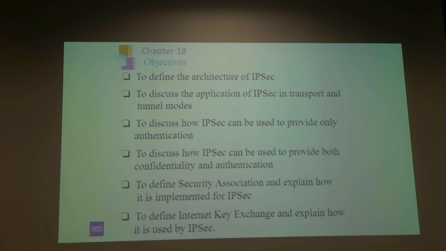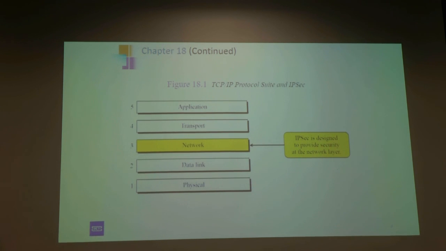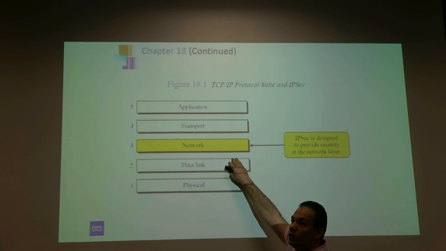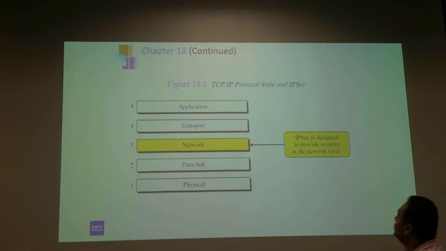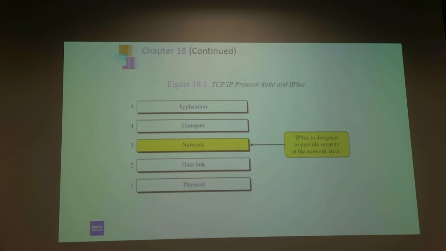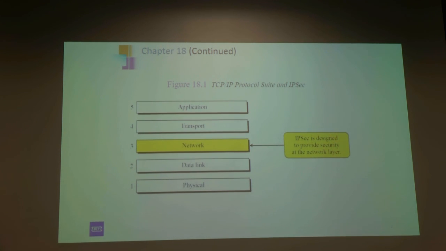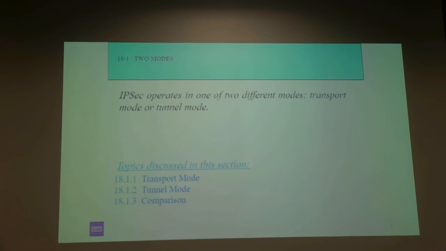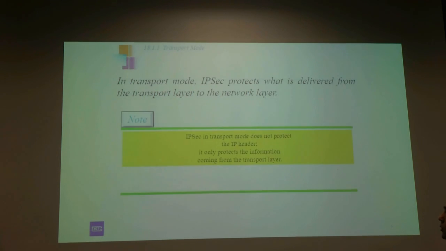So where does IPsec work? IPsec works at the network layer. IPsec is designed to provide security at the network layer. We already explained why we need it. Why is SSL and TLS not enough? If you are using UDP, there is no SSL or TLS. You have to go to the network layer and secure it. IPsec operates in one of two different modes: transport mode and tunnel mode. Let's take a look.